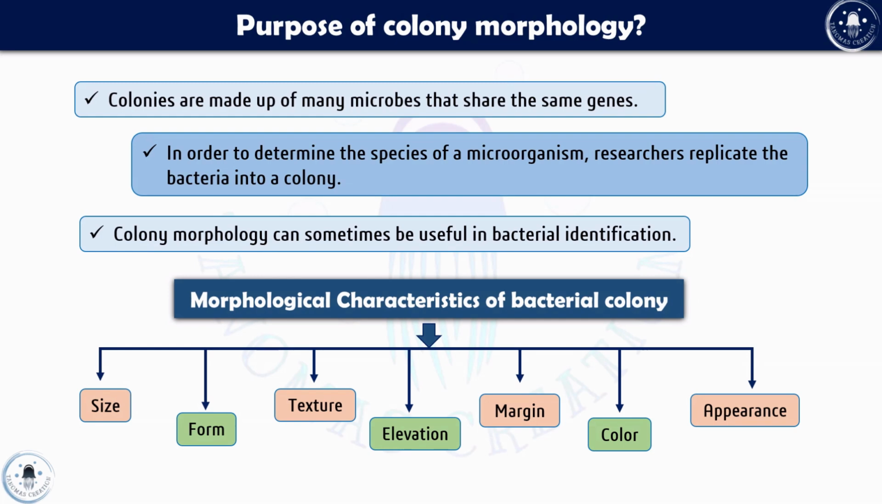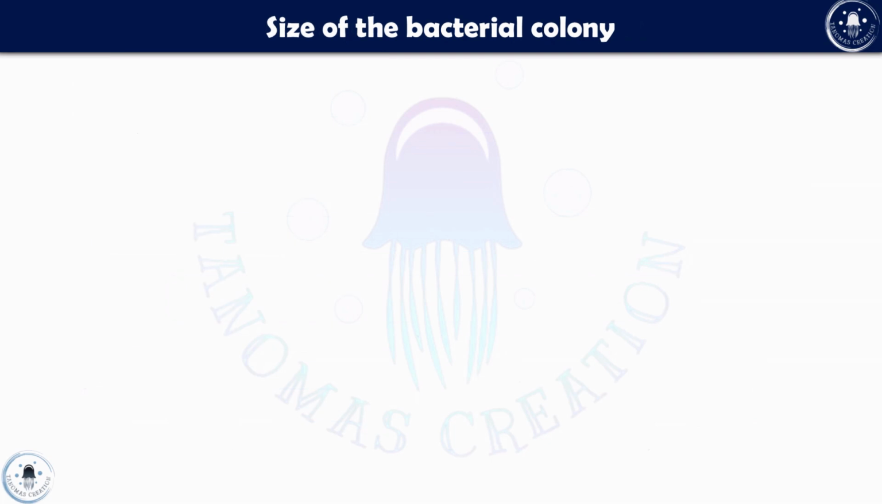The morphological characteristics that we study in colony morphology are of 7 types. The first one is size, second is form, third is texture, then elevation, margin, color, and the last one is appearance. These are the general morphological characters that we study for colony morphology. Now, first is the size of the bacterial colony. This is the first characteristic.